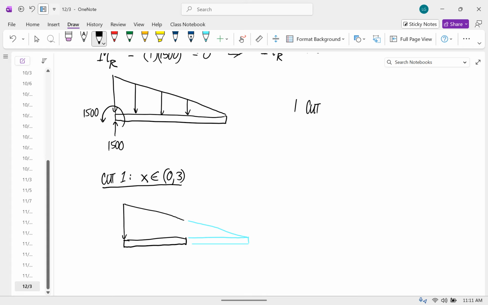So this is the distributed load that we're dealing with. It has a height of 1,000 over here, and then we don't know what it is here yet. We're going to have to figure that out. And we have the upward force of 1,500 and the couple of 1,500. And then T, V, and M.